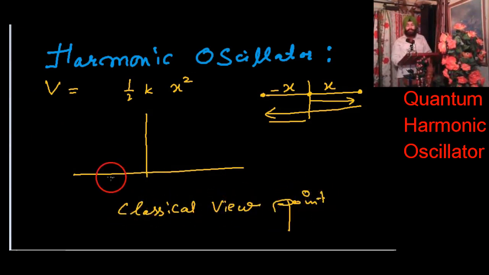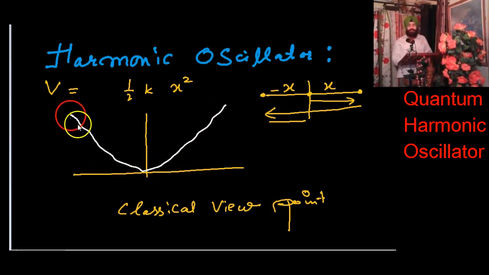now I'm discussing first of all the classical viewpoint. According to the classical viewpoint, the variation of potential energy is according to this curve. Potential energy is maximum here at the extreme position, half kx square. Then at the mean position, potential energy is 0. At the other extreme position, it is again half kx square.